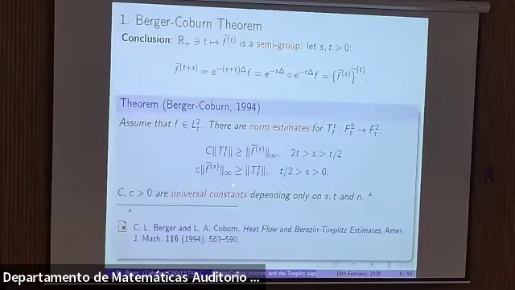So these constants which appear here are somehow universal. You can estimate them, I'll give you some formula. Maybe they depend on s, t and n, but nothing else. And this is an old result by Berger and Coburn from the '94s.